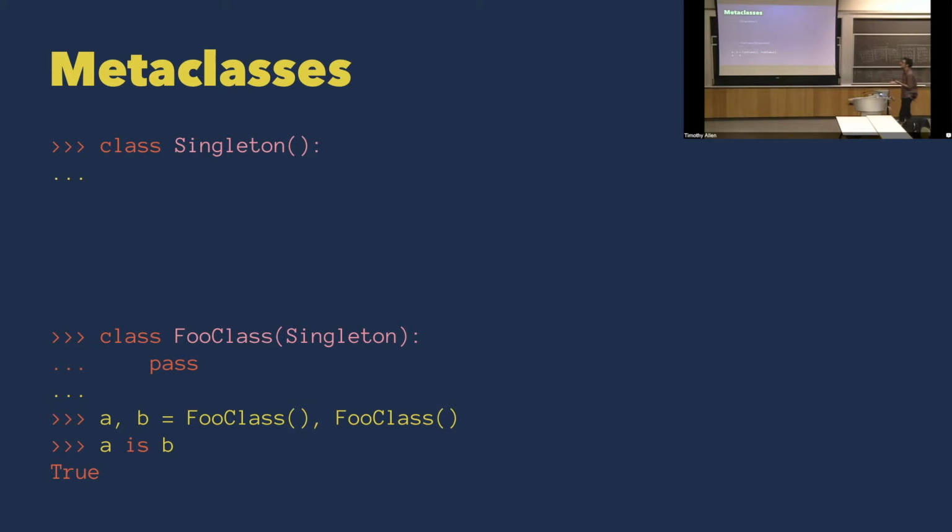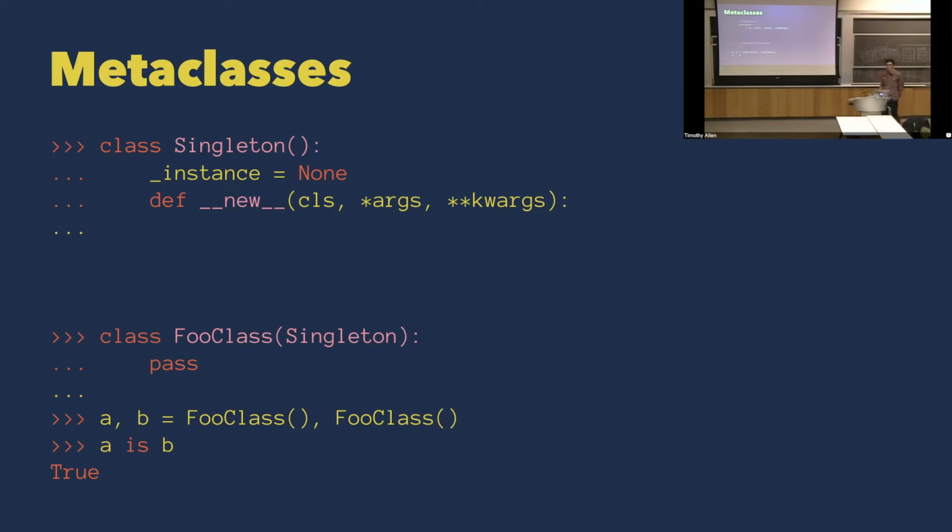So let's implement a singleton class in Python. Our foo class is going to inherit from a singleton. And what we want the result to be is, when we instantiate two foo classes and say A is B, we get true because they end up being the same instance. So first, in the class, I'm going to create a class variable called underscore instance. I'm going to set it to None, and that's going to hold the instance for the class.